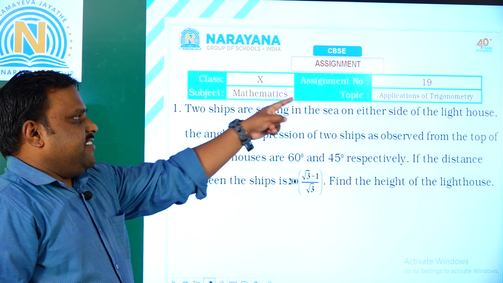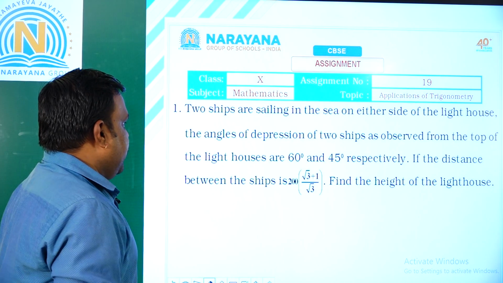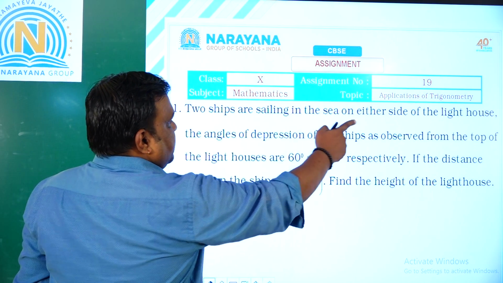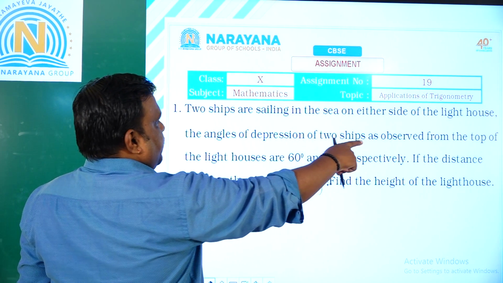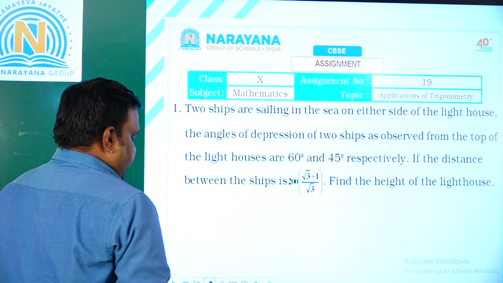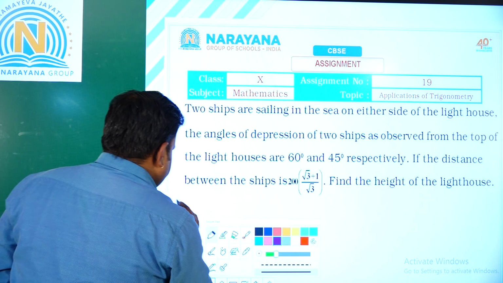Today we are going to discuss assignment number 19 based on applications of trigonometry. Let us start with question number 1. Two ships are sailing in the sea. On either side of the lighthouse, the angles of depression of the two ships are observed from the top of the lighthouse as 60 and 45 degrees. So now let us start with the solution for the first question.